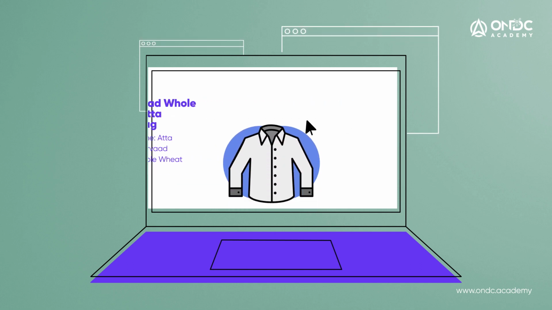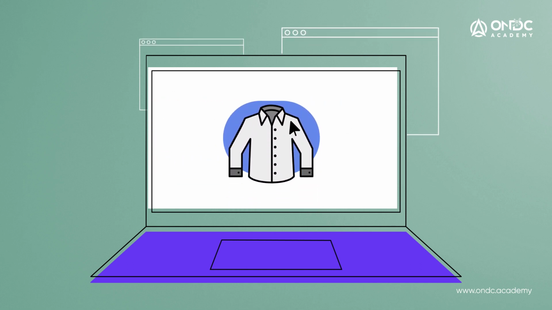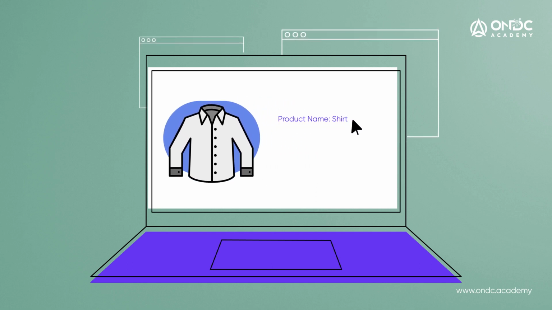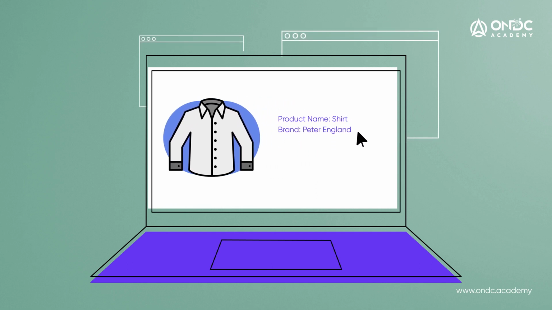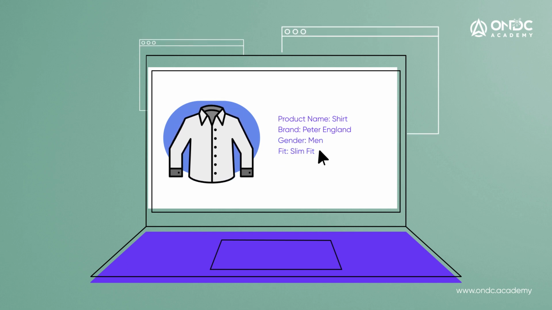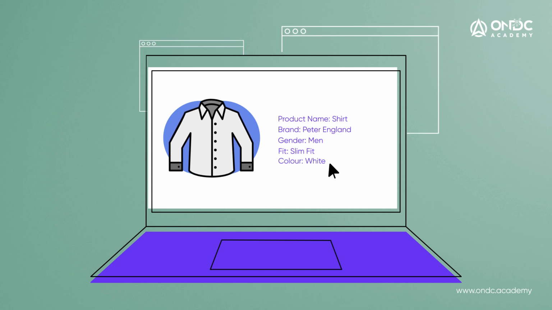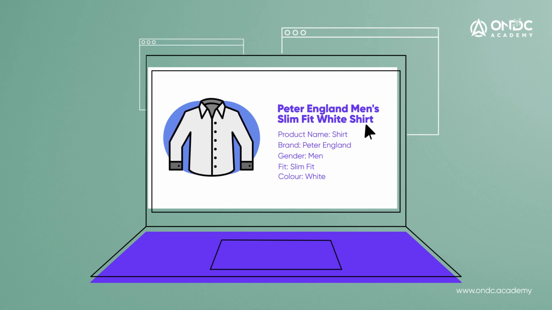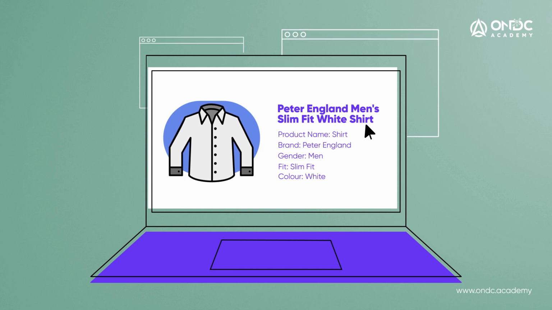In the fashion category, we have shirt as a product. The relevant elements selected could be Peter England, the attributes being gender, which is men, the fit slim fit, and color white. The suggested title for this is Peter England men's slim fit white shirt.